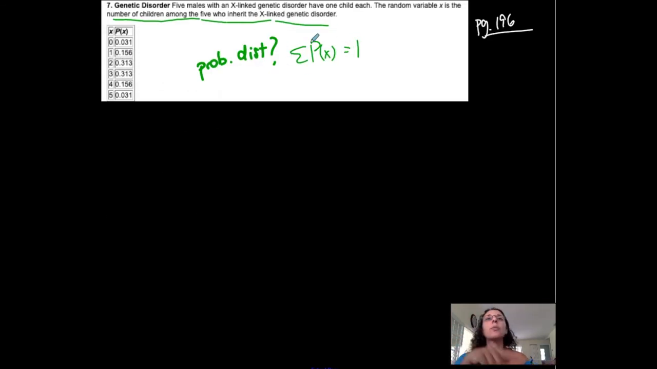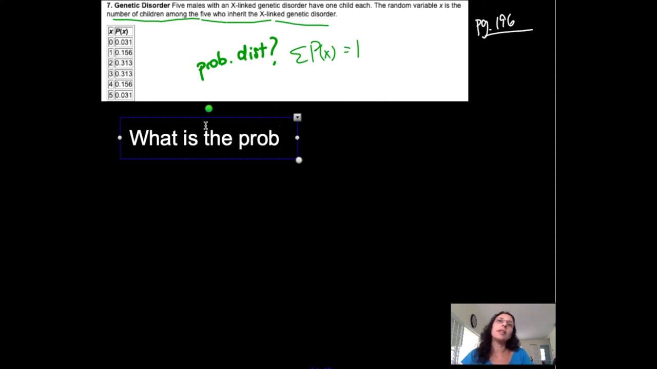That's what this notation represents. Now, if it was not equal to 1, then I can say, well, this is not a probability distribution. Either I don't have all the possible outcomes, or the probabilities are calculated incorrectly. So far, so good. I got a probability distribution. Awesome. Now, let me ask some questions about that probability distribution.